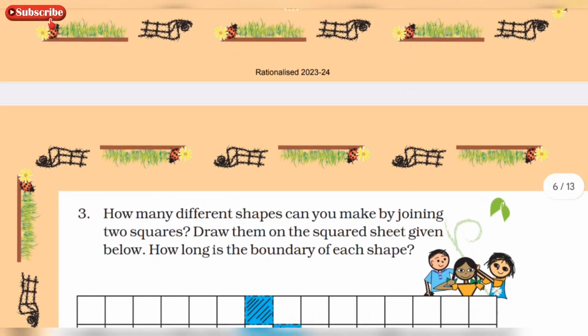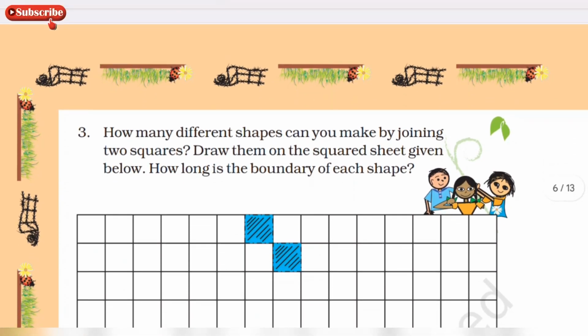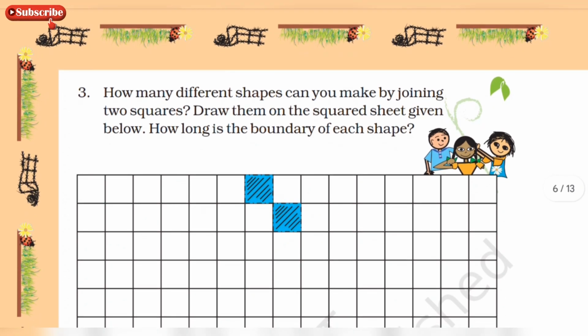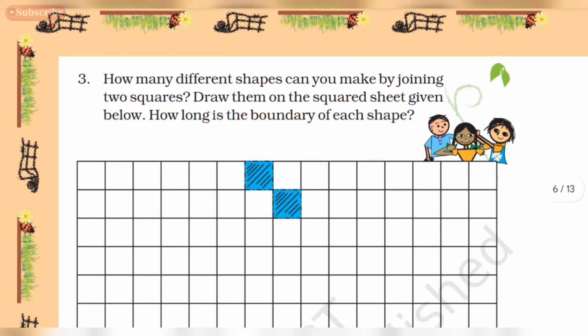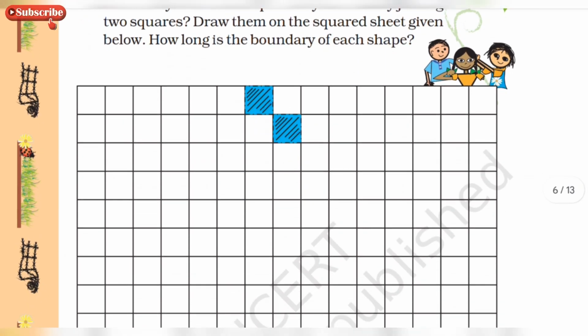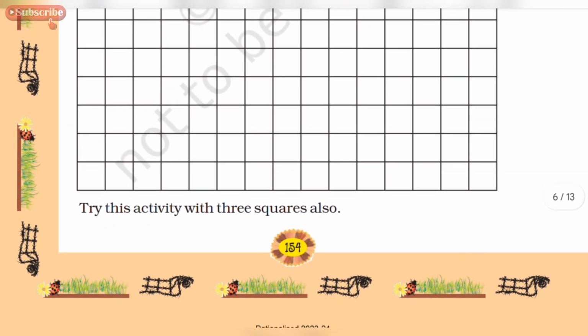How many different shapes can you make by joining two squares? Draw them on the squared sheet given below. How long is the boundary of each shape? Try this activity with 3 squares also.